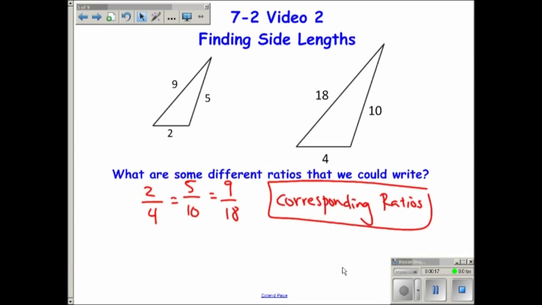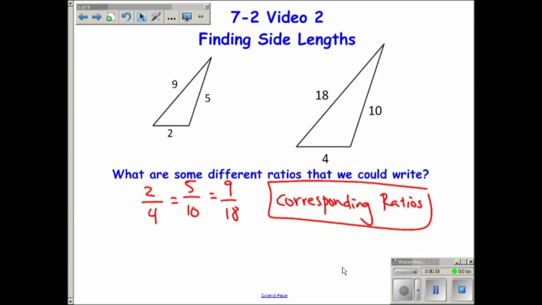Okay, we've already talked in the first video about corresponding ratios. Okay, for example, the fact that 2 over 4 is equal to 5 over 10 is equal to 9 over 18. Okay, and all you would need to do is put in the place of one of those lengths, the missing length, for example, x or y or whatever the variable may be.